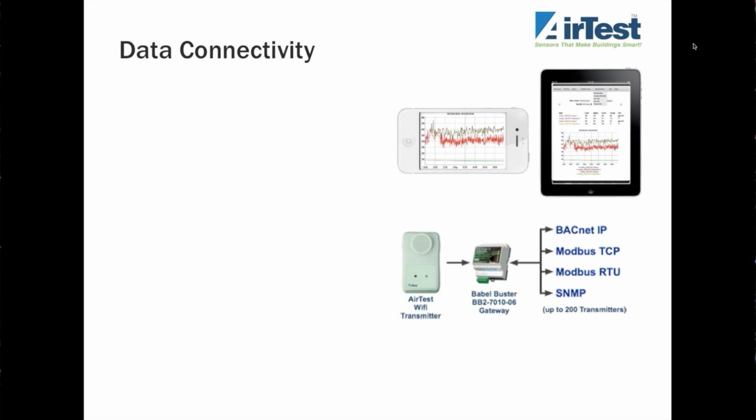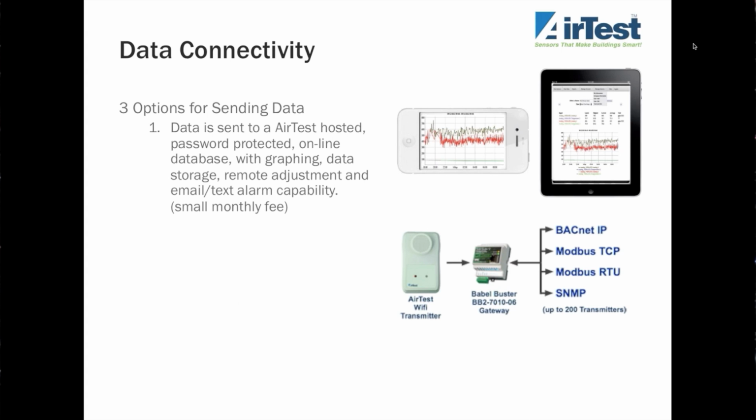Just want to talk about with Wi-Fi then, there are really three basic options for sending data. One is you can actually send data from the sensor, have it go to an AirTest hosted website that actually holds the data and graphs it. It's accessible via any kind of smartphone, tablet, or computer. And it has the ability, if you want to set alarm levels, to actually send email and text alerts on alarms. You can actually track the progress on alarm response and so on. For this, there's a simple monthly fee per sensor that's involved.